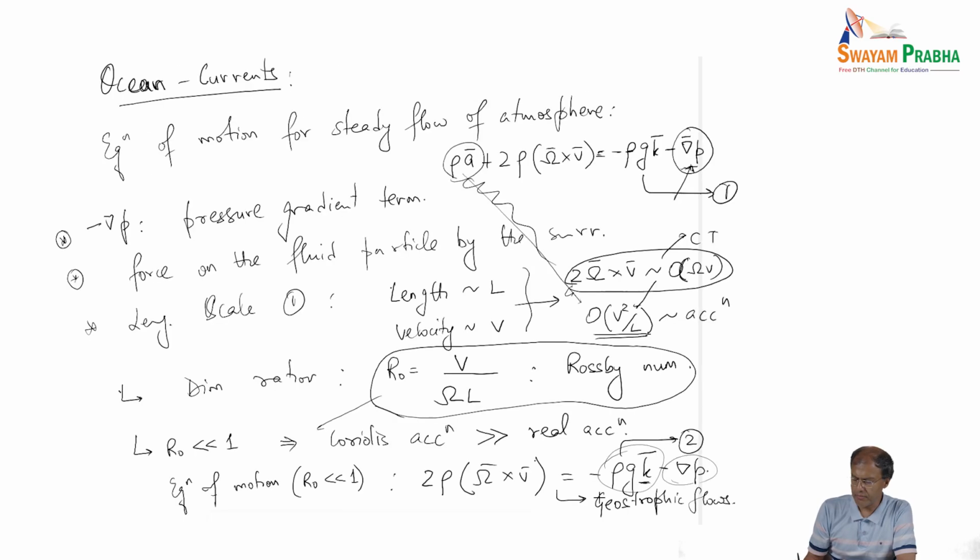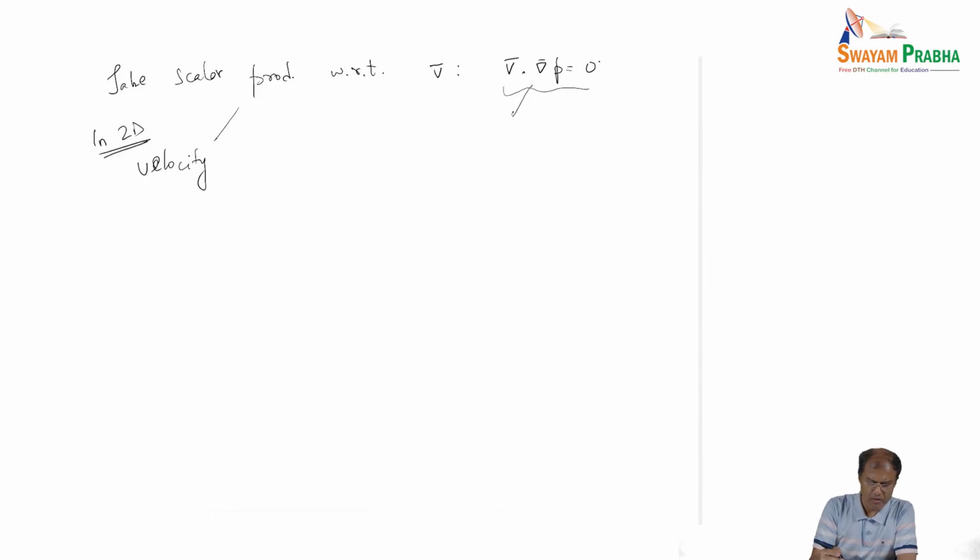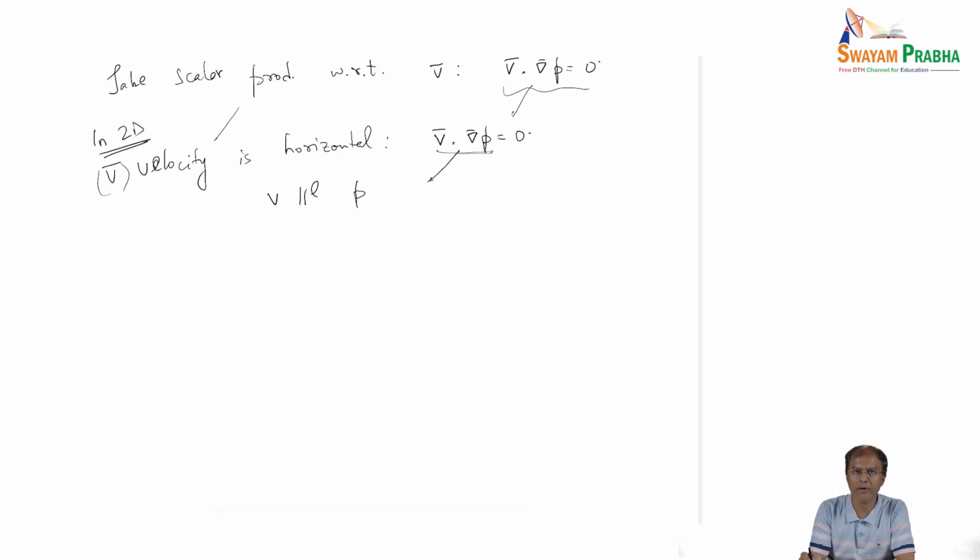So there is no k hat term. We are just talking about the motion on the level surface, the 2D. So in 2D, we see that velocity v is horizontal, and if we take the scalar product, we see that v dot del p is 0, or v is parallel to the pressure contours. So v here is perpendicular to the gradient of p, or v is parallel to the pressure contours, right?